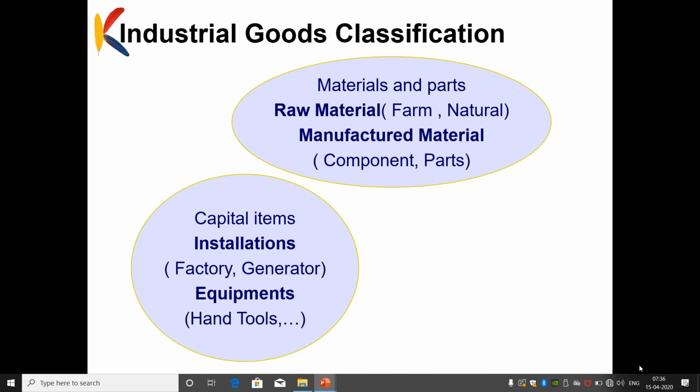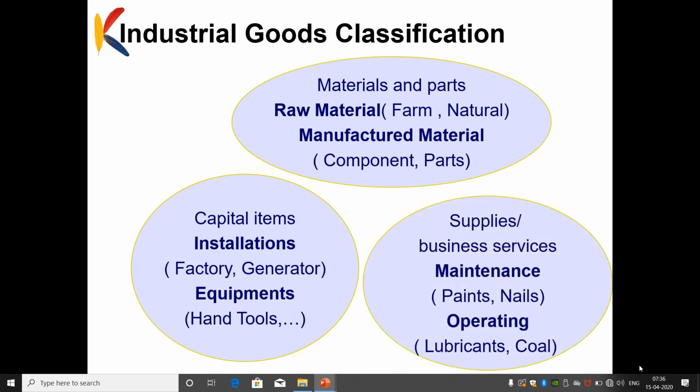Then there are capital items, like installation items such as a generator or factory. There are equipments like hand tools. All this will be categorized as capital items. And third is supplies and business services. In that there are two parts. One is maintenance, like paints and nails, which we use to provide a corrosion-resistant property to a particular product. Or there are operating goods like lubricants and oils in order to increase the lifespan of a particular product. So these are the different classifications of industrial goods.